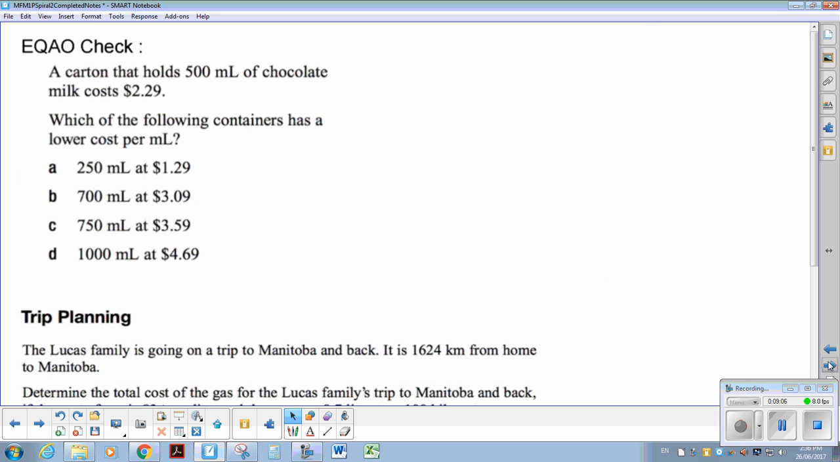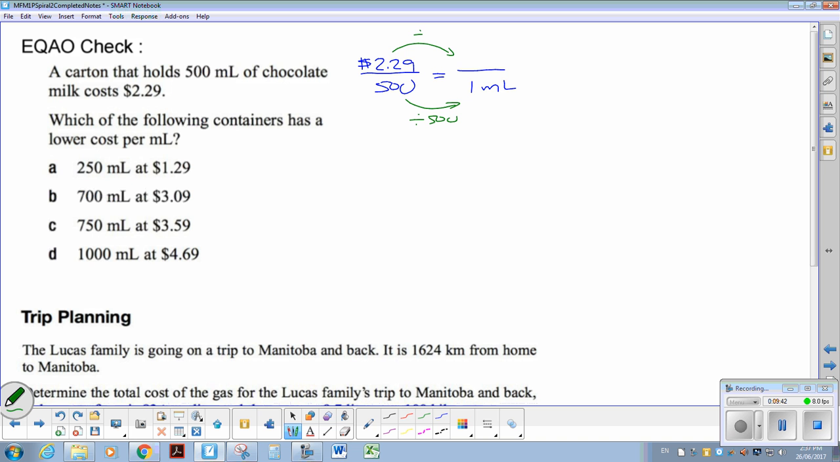On to my final examples here. There are 2 EQAO style questions. A carton that holds 500 milliliters of chocolate milk costs $2.29. Which of the following containers has a lower cost per milliliter? Basically, you need to go through and calculate all these unit rates. Here we would have 229 over 500. To get it down to 1 milliliter, I'm going to have to divide by 500. So 229 divided by 500 gives me a funny decimal.